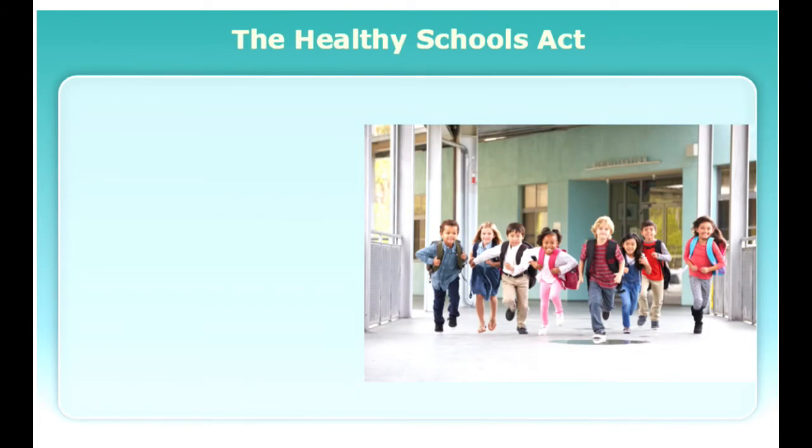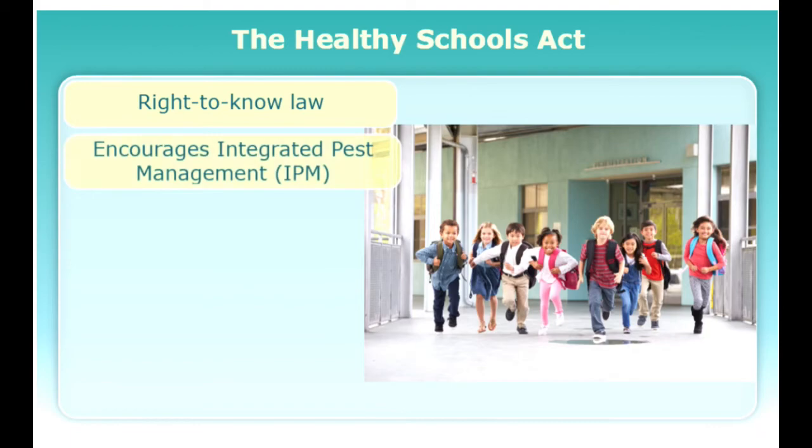Now let's talk about how the use of antimicrobial pesticides fits into the Healthy Schools Act. The Healthy Schools Act is a right-to-know California law enacted in 2000 that requires information be provided to staff and parents when pesticides are used at school sites. The goal of the Healthy Schools Act is to create and maintain a healthy learning environment where children grow and learn. It encourages the adoption and practice of integrated pest management, or IPM. IPM is a strategy that focuses on the long-term prevention of pests or their damage through a combination of techniques, including prevention, inspection, identification, monitoring, and the utilization of least hazardous methods to control pests.